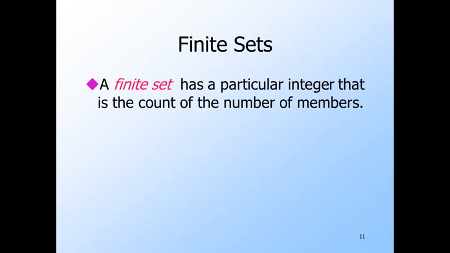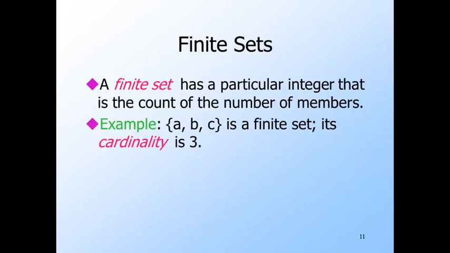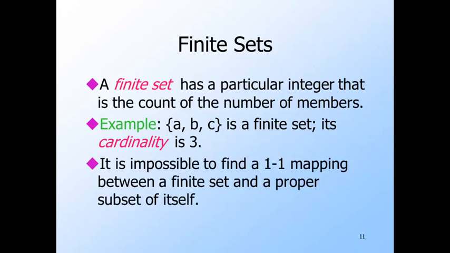We have an intuitive notion of when a set is finite or infinite. A set is finite if there is a particular integer that is the count of the number of members of the set. The term for the count of the number of members is cardinality. For example, a set containing A, B, and C is a finite set, and its cardinality is 3. The formal definition of a finite set is one for which it is impossible to find a one-to-one correspondence between the members of the set and a proper subset of that set.